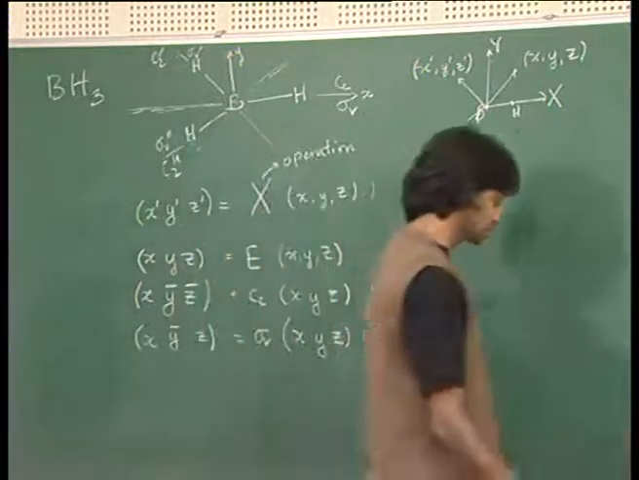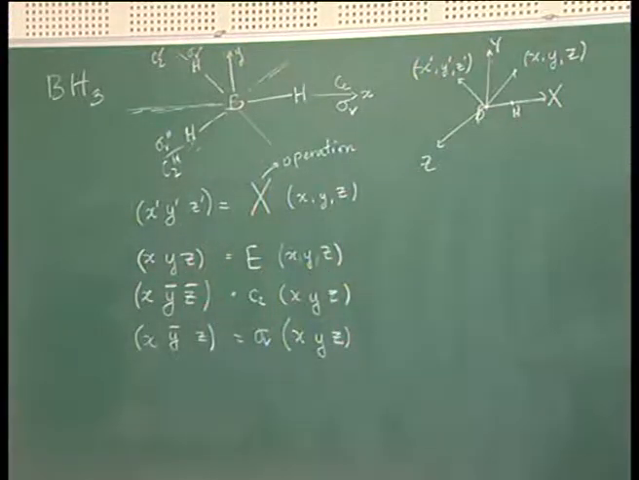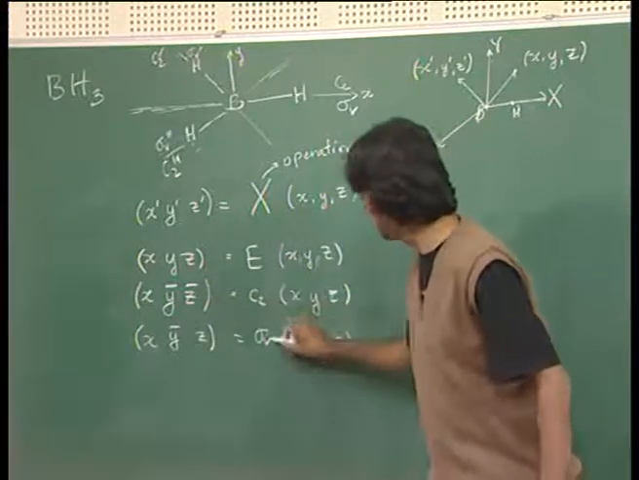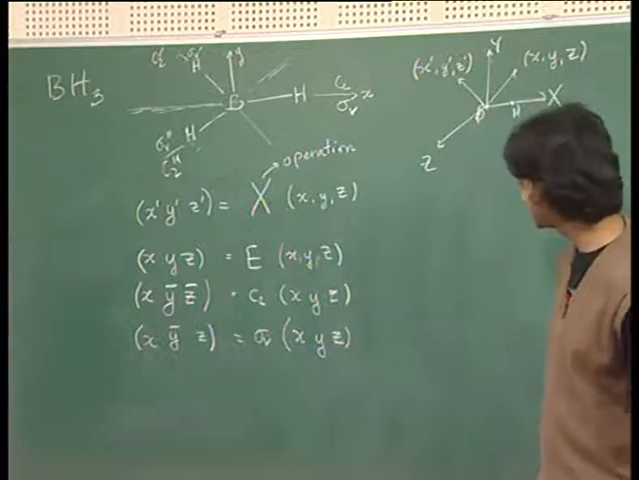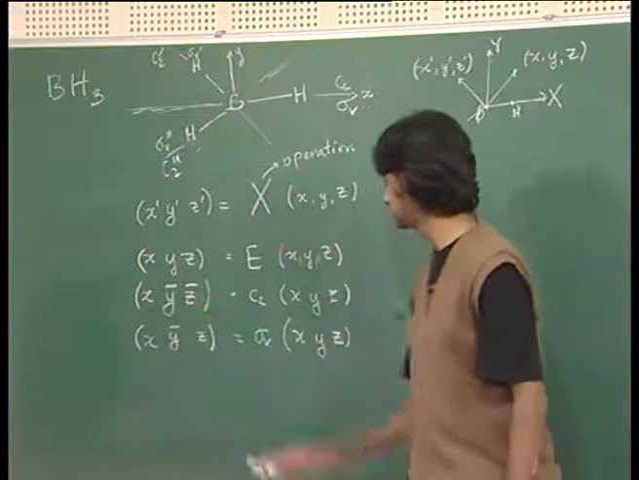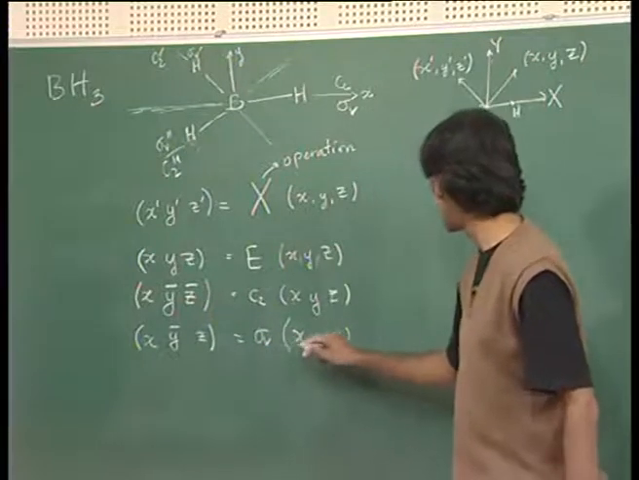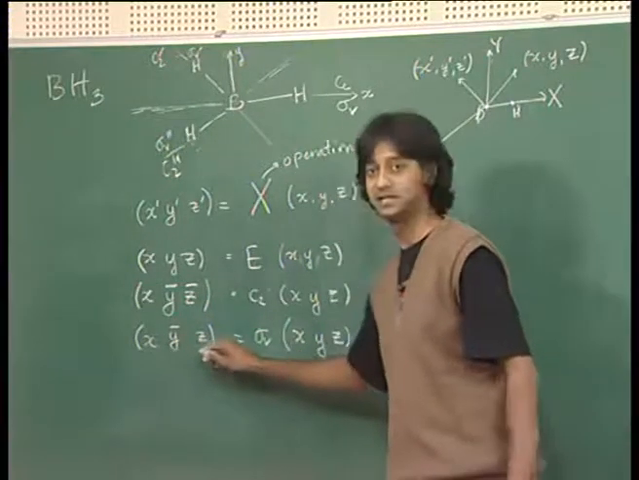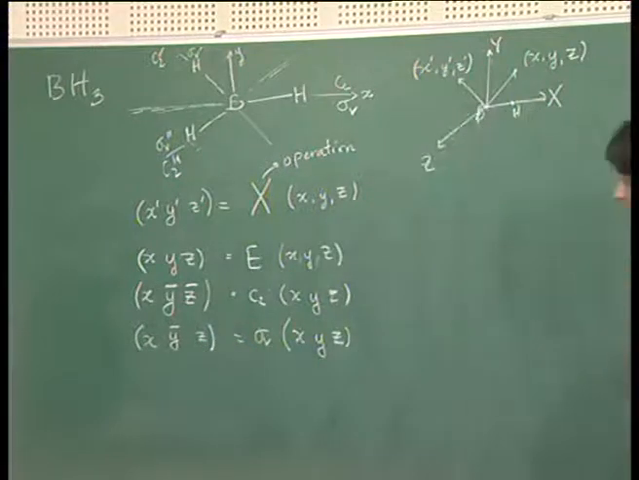Now you can immediately see by this notation that C2 and sigma v are different. As operations they are different. C2 will take a point xyz to x, y bar, z bar, whereas sigma v will take a point xyz to x, y bar, z. So there is a fundamental difference between C2 and sigma v.